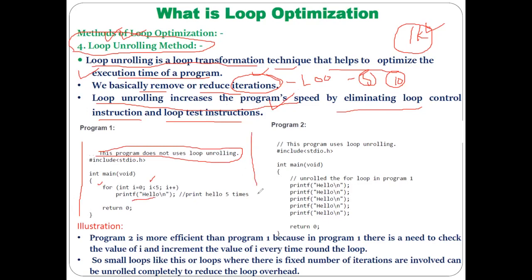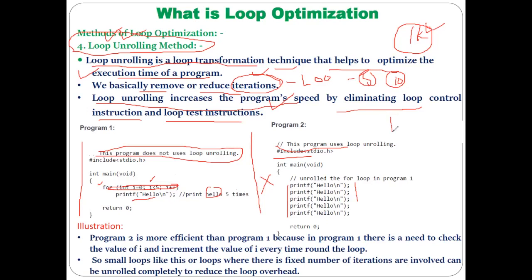Now how can we avoid, reduce or remove this loop? This is the program which uses loop unrolling. So we have removed the loop completely here, because how many times do you want hello to be printed? 5 times. So you just write the hello print statement 5 times. Understood? Now what will happen here? Looping will get removed, 5 times iteration will be reduced.